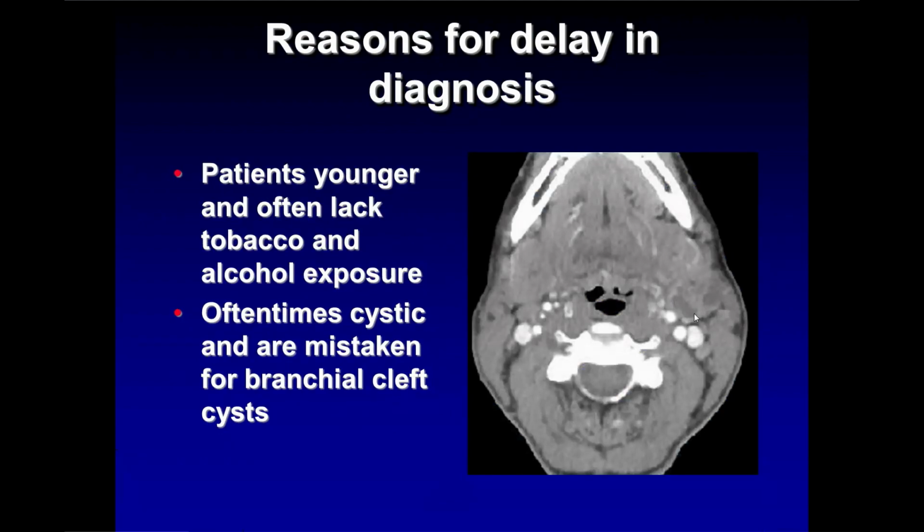So cystic node is also seen in branchial cleft cysts. And so that's why it's imperative for patients that are 40 years old and above that you really have the mindset going in to see the patient that it's a malignancy until proven otherwise. Also, a reason for delay is the patients are often younger, and as I mentioned earlier, they lack the conventional risk factors that we associate with cancers of the head and neck, and that is namely tobacco and alcohol exposure.